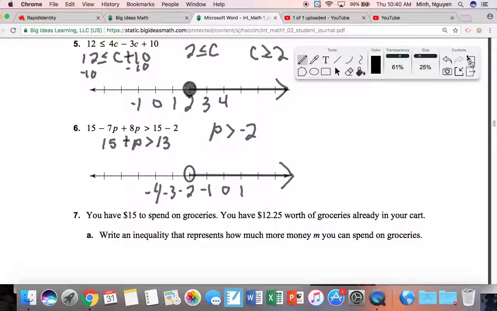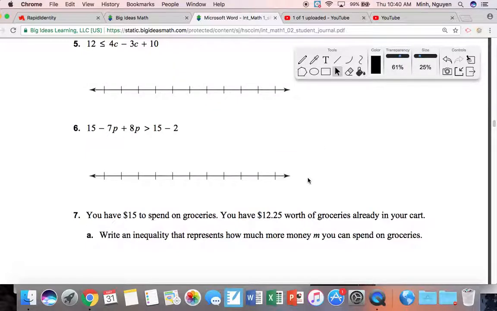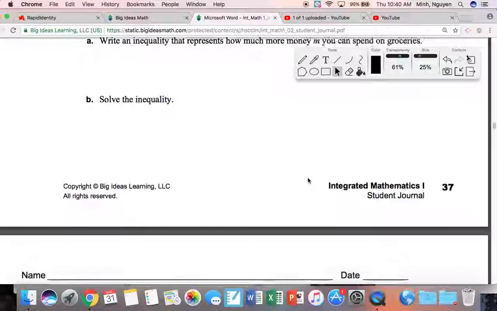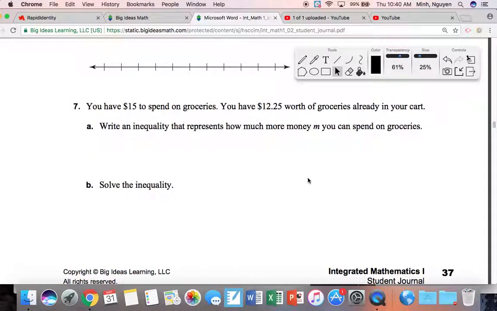Okay. So this last question here, I do believe it's last, might be second to last. No, it's last. You have $15 to spend on groceries. You have $12.25 worth of groceries already in your cart. So how much more money can you spend on groceries? Well, if you only have $15, that's all you can spend, right? So 15 is the cap. Whatever you have to spend in total has to be less than 15.